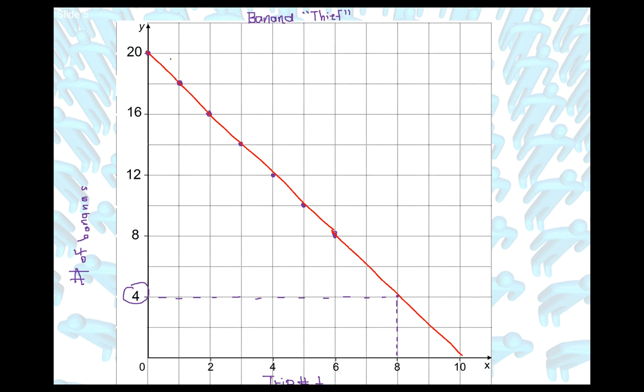Although, quite frankly, what doesn't really make any sense is putting a solid line through here, because that implies that, for example, you could have a point right here, but you can't. You can't have a point right here because what trip number would that be?